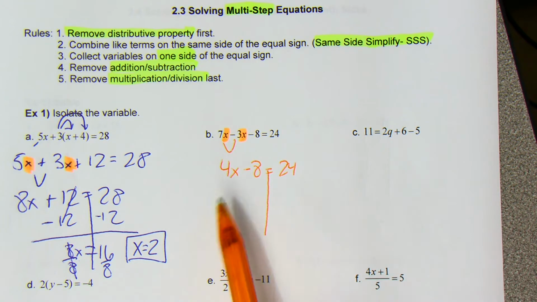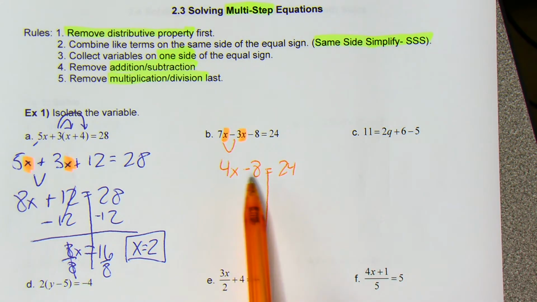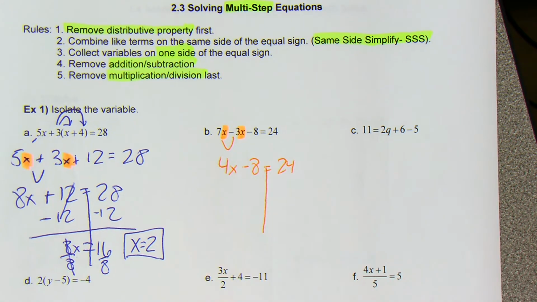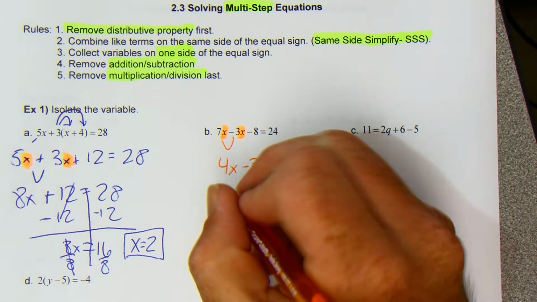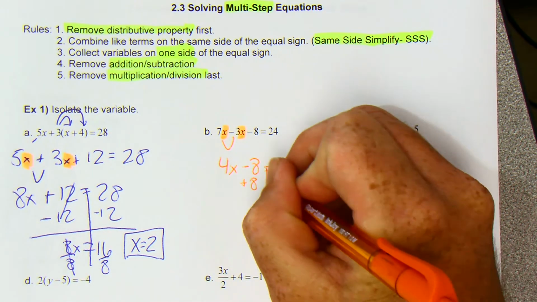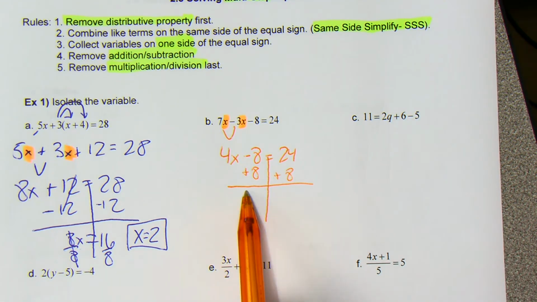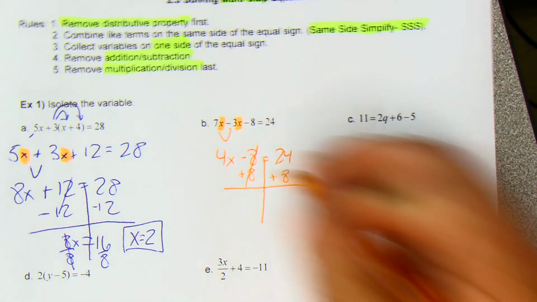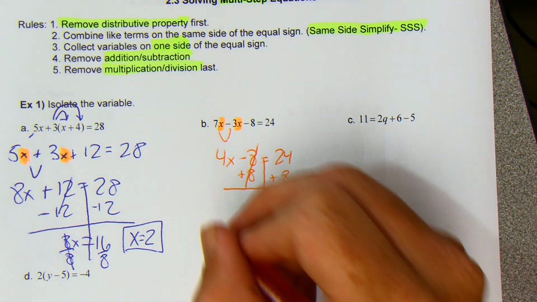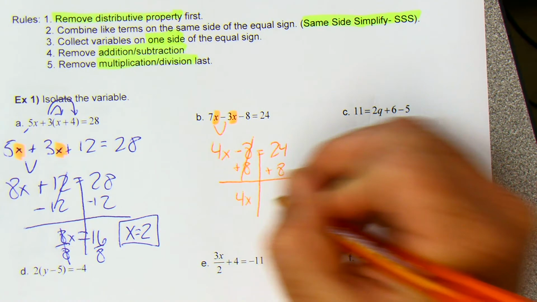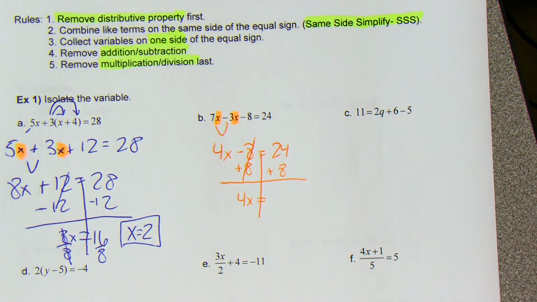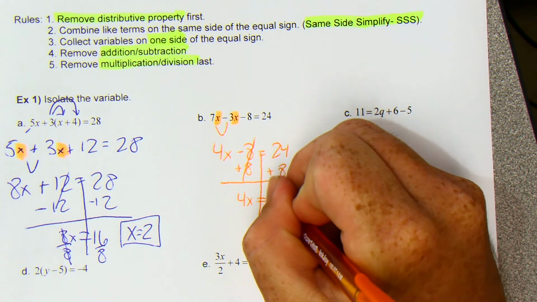Okay, so first, in order to get this x by itself, I need to kick out what's not attached to it, which is this minus 8. And the way that I move things across the equal sign is I do the opposite operation. So the opposite of a minus 8 would be a plus 8. So I'm going to go plus 8, plus 8, okay? Whatever I do on one side of the equal sign, I have to do on the other. Negative 8 plus 8 cancels out, that is 0. So I bring down my 4x, my equals sign, and then 24 plus 8 is 32.